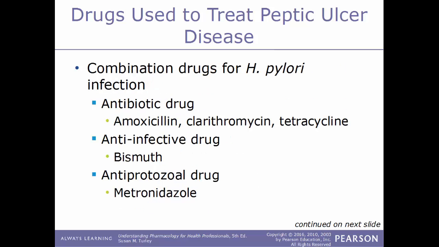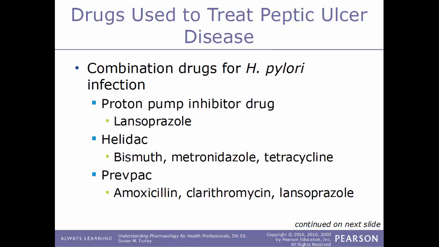So you mentioned earlier that there are combination drugs that are used to treat H. pylori infections. These would be a combination of antibiotics, such as amoxicillin, clarithromycin, tetracycline, an anti-infective drug like bismuth, and also an antiprotozoal drug, such as metronidazole. It may also include the proton pump inhibitor drug lansoprazole, which is Prevacid.